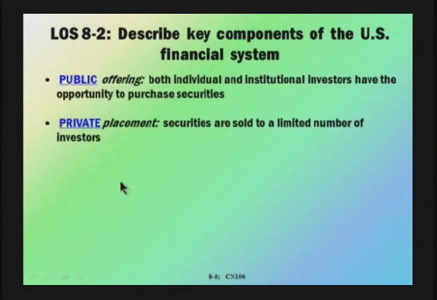Now let's think about how stocks are issued and traded. You'll hear about an initial public offering in the stock markets quite often. A public offering is simply where individuals and institutional investors at large have the opportunity to purchase a particular stock issue. A private placement, on the other hand, is where securities are issued or sold to a limited number of investors, which is called a private placement because the transaction basically is private between the issuer and that investor or a small number of investors.